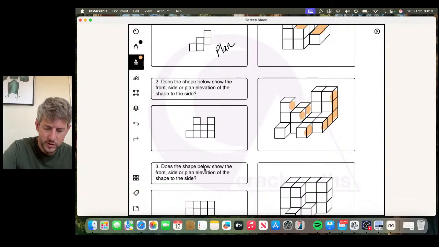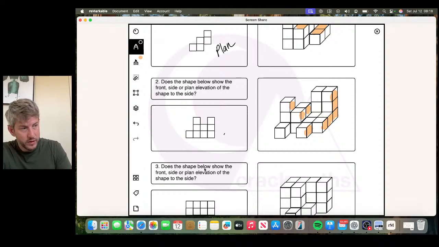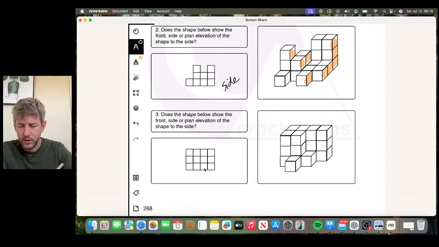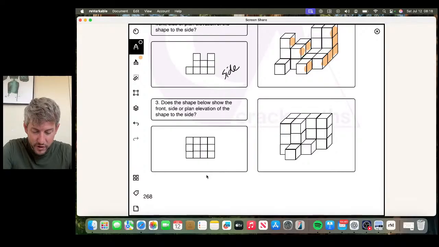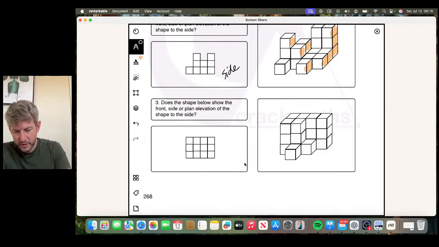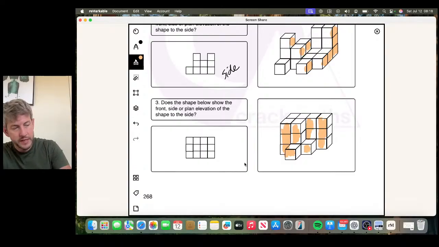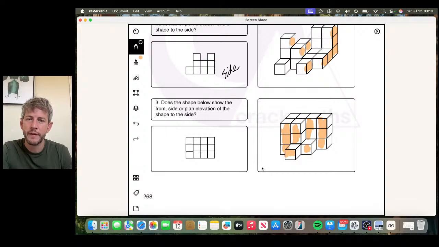Okay, so if we looked at the side for that one, that's what we'd get. So that's side. Does the shape below show the front, side, or plan elevation of the shape to the side? Okay, this is going to be the front. We can see here, it's these three, it's that, it's these two, it's that. So we don't see depth when we look at things, apparently, when we're talking about elevations.